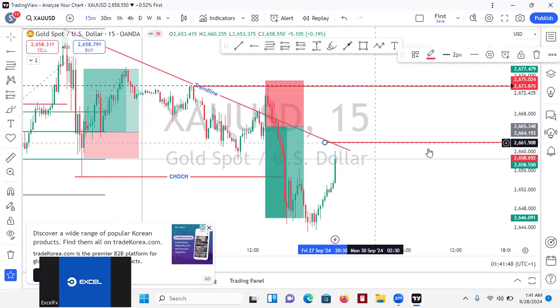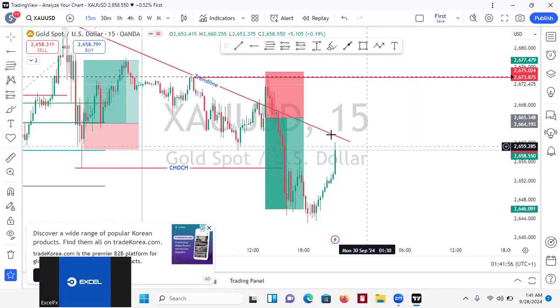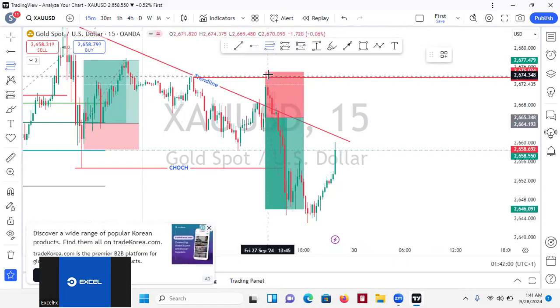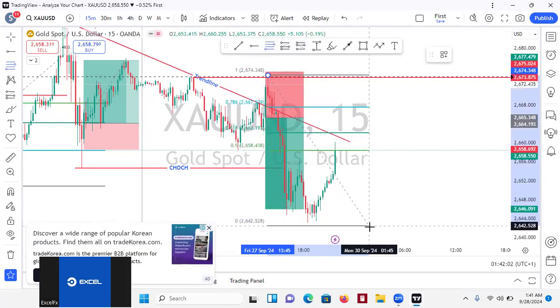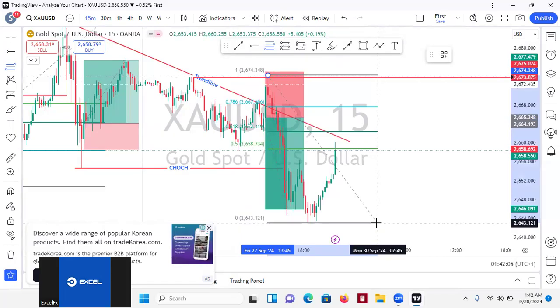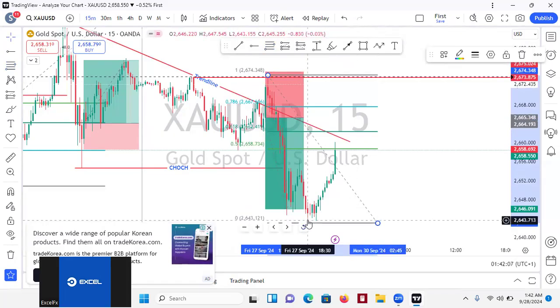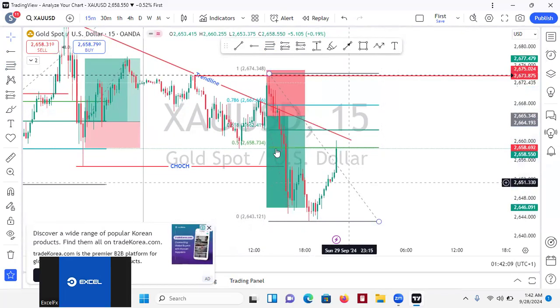So you can add an alert to this place, or better still, you can use the Fibonacci retracement confluence. Let's use the Fibonacci retracement. This is the beginning of the trend, of the impulsive move, and this is the end of it. So you have connected it already.